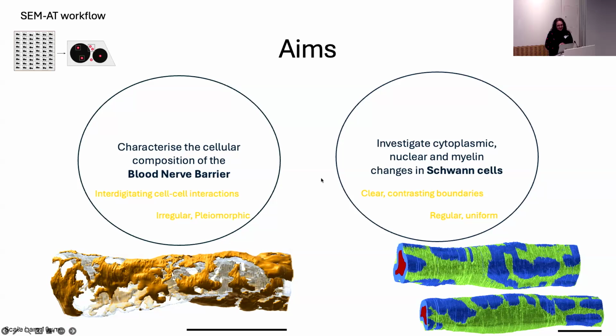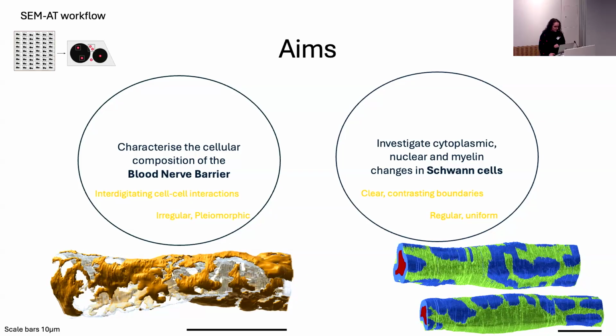At the same time, we were also interested more broadly in the main glial cells of the peripheral nervous system, Schwann cells, and specifically the ones that create myelin. They have very clear boundaries, clear structures, and uniform repetitive structures.